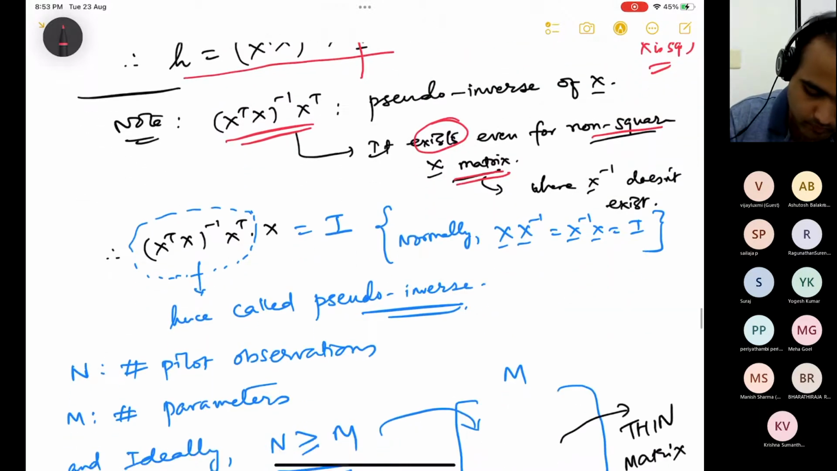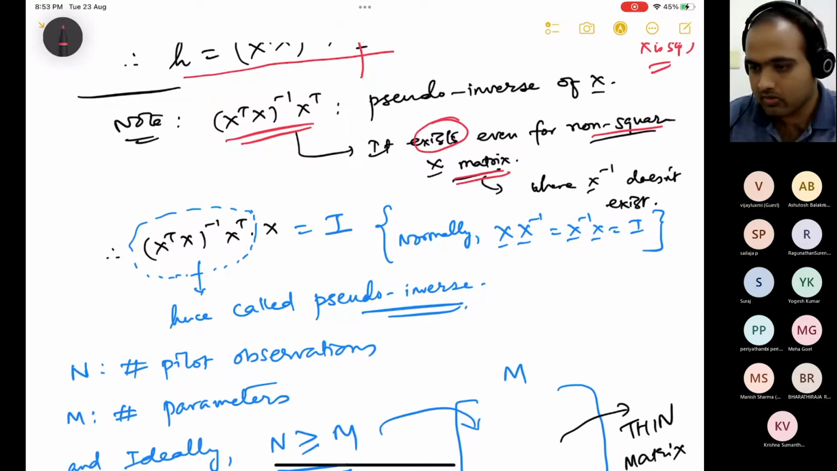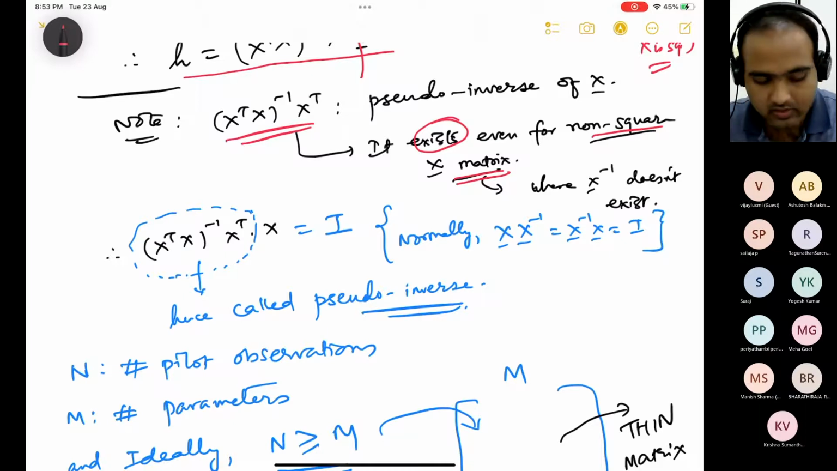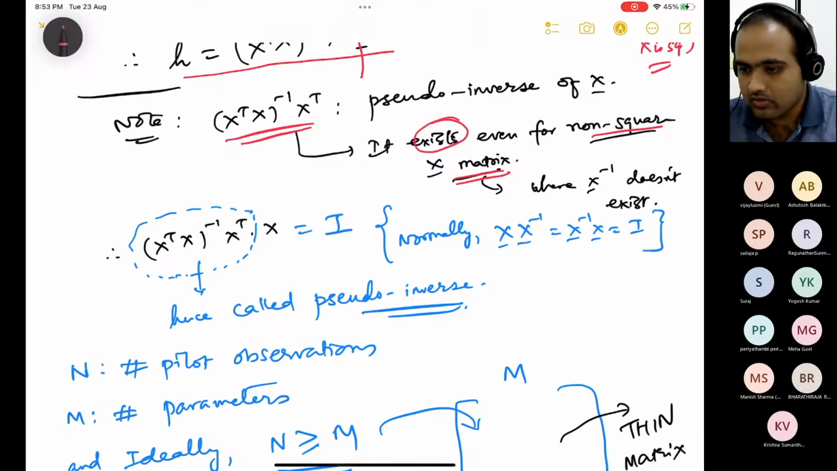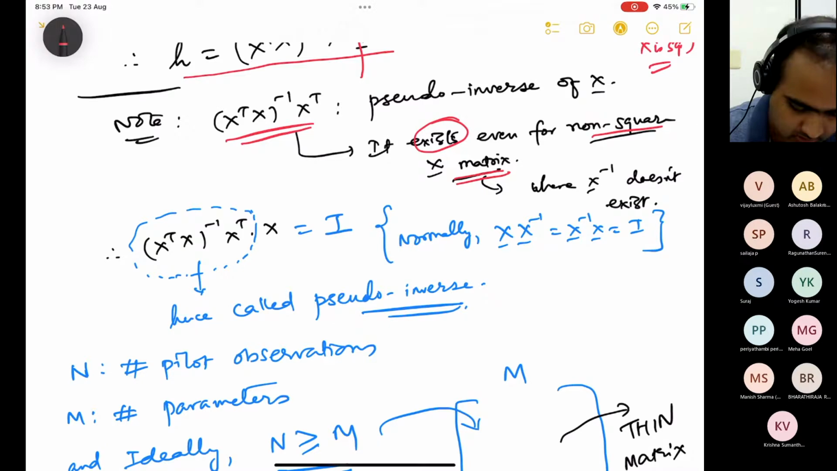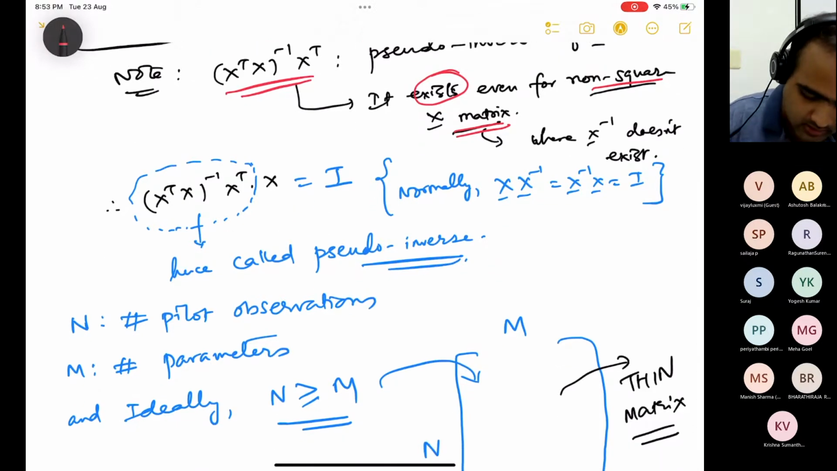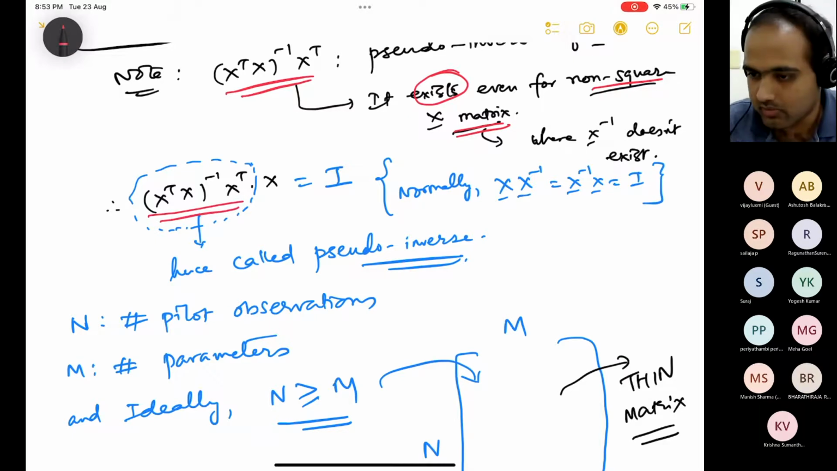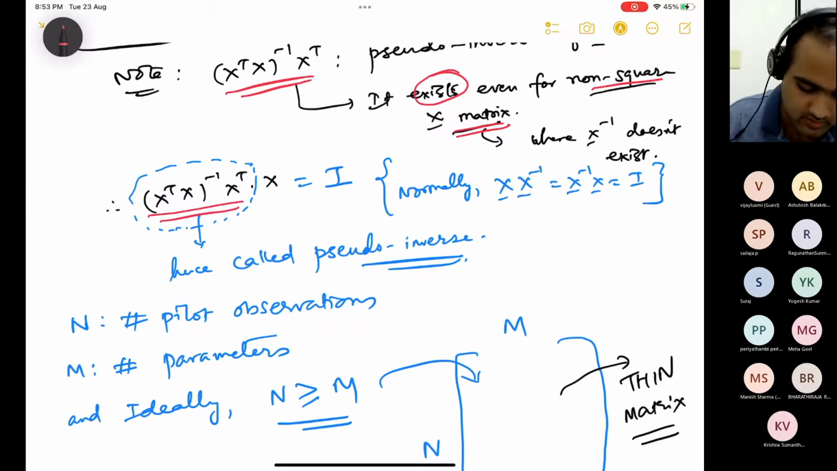So if we have a non-square X matrix, then its inverse cannot be computed. And that is where the pseudo inverse becomes very handy, because that allows you to manipulate the matrix in a way such that the inverse can be computed. And so it becomes very important. It has another property: the pseudo inverse, which is (X transpose X) inverse X transpose, multiplied with the matrix X, results in the identity matrix.